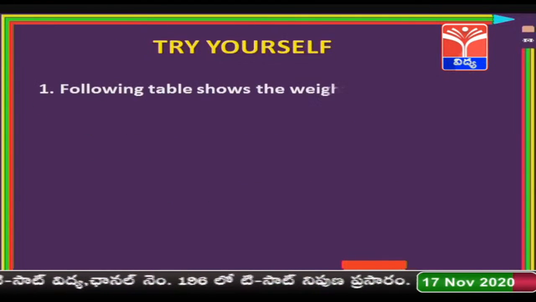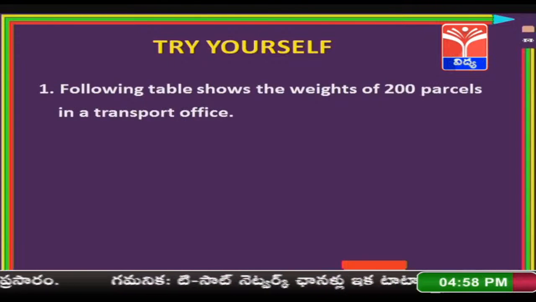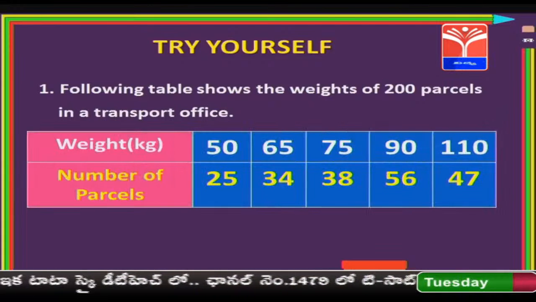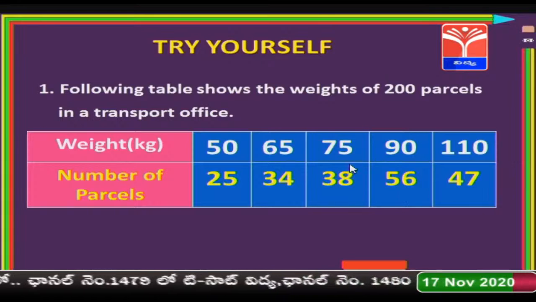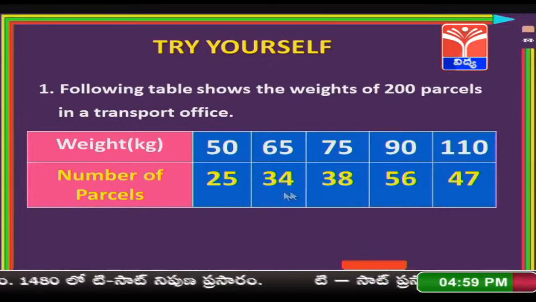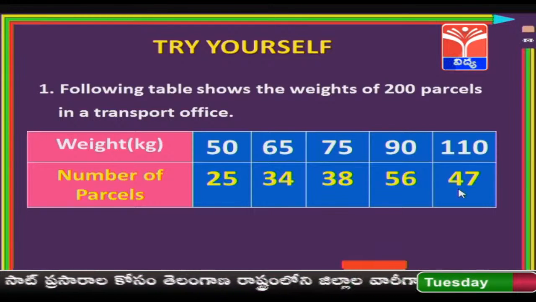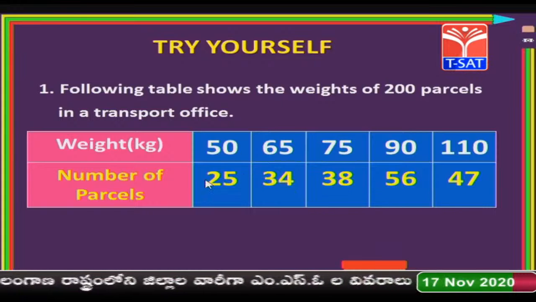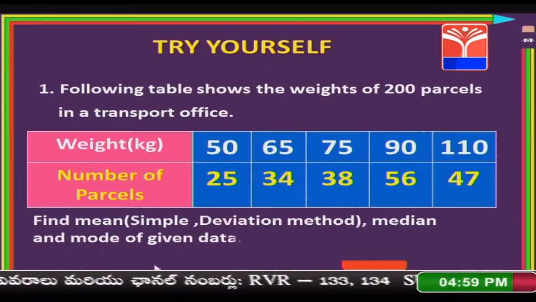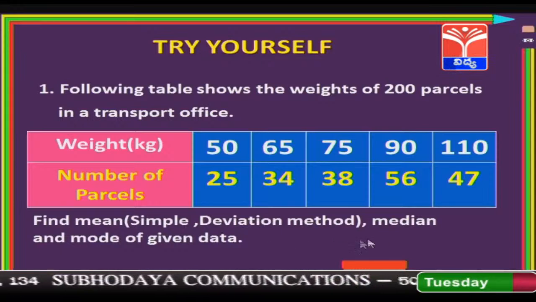Write yourself. The following table shows the weight of 200 parcels in a transport office. The weight and number of parcels are given. The weight is given as 50, 65, 75, 90 and 100, and the number of parcels as 25, 34, 38, 56 and 47. So, make a note of this question, children. Now, you are going to find the mean, median and mode for this data. For finding the mean, use both methods, the simple method and the deviation method, and also find the median and mode of this data.